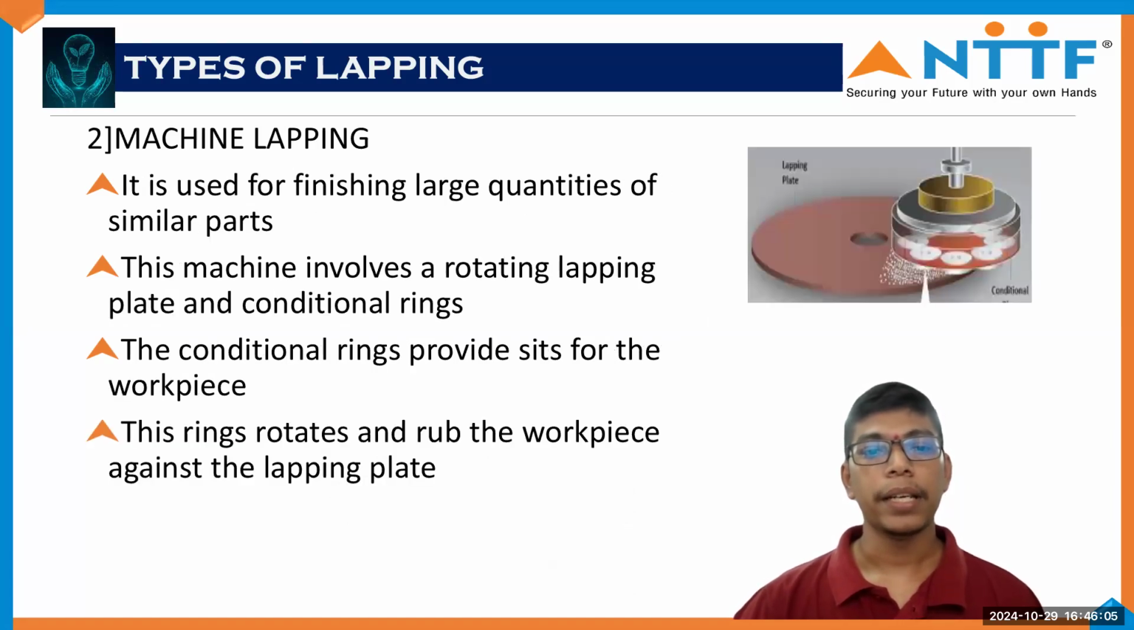Second is machine lapping. It is used for finishing large quantities of similar parts. This machine involves a rotating lapping plate and conditioner rings. The conditioner ring provides a seat for the workpiece. And these rings rotate and rub the workpiece against the lapping plate.